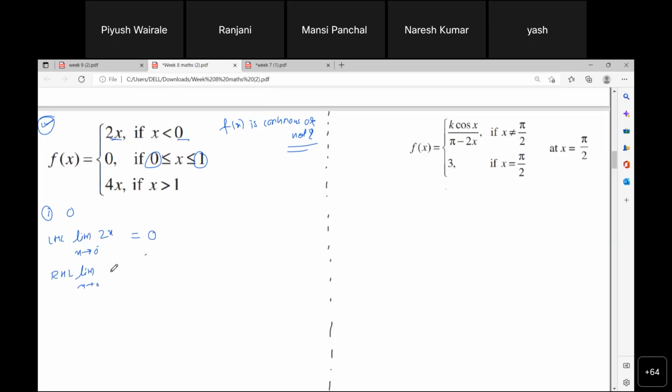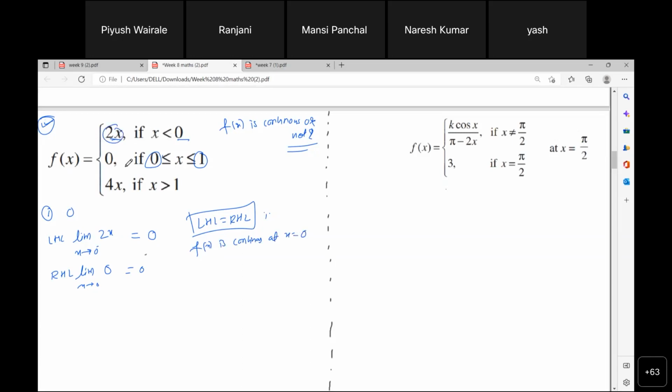It's 0 already, 0 only, right? So that is 0. So here my left hand limit is equal to right hand limit. So I can say that this function is continuous. So f of x is continuous at x equals to 0. Okay. If it is less than 0, it is continuous.